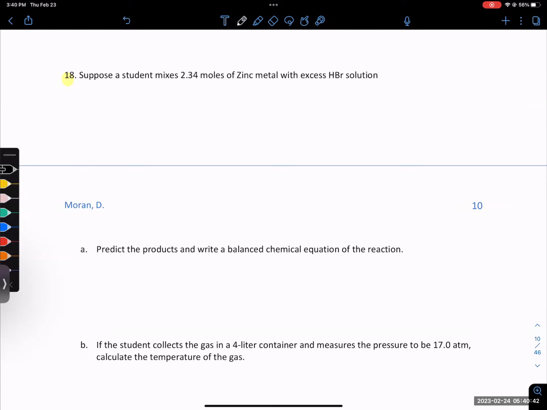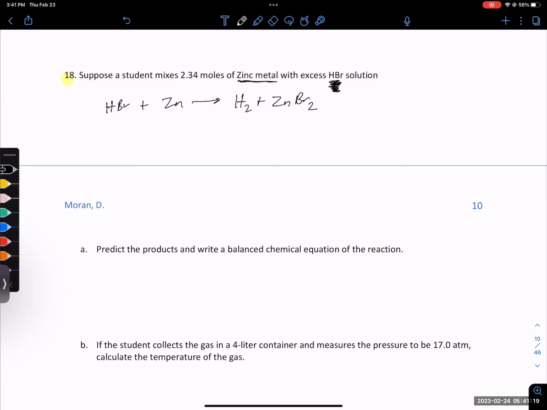We have a metal, and we also have an acid. There we go. So we have HBr plus zinc creates hydrogen gas and your salt, which in this case is ZnBr2. Perfect.